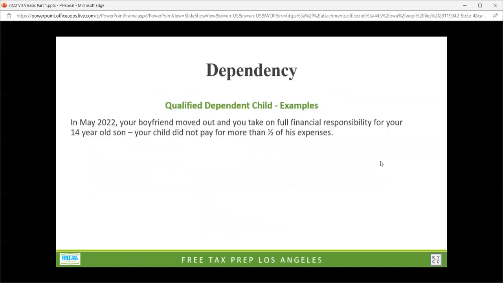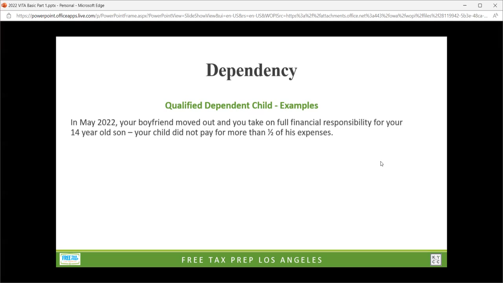So let's see who qualifies as a dependent child. Let's read. In May 2022, your boyfriend moved out and you take on full financial responsibility for your 14-year-old son. Your child did not pay for more than half of his expenses. Can this boy qualify as a dependent child on the taxpayer's tax return? Yes. Why? Because you are taking responsibility for your own son. He did not pay for more than half of the expenses.